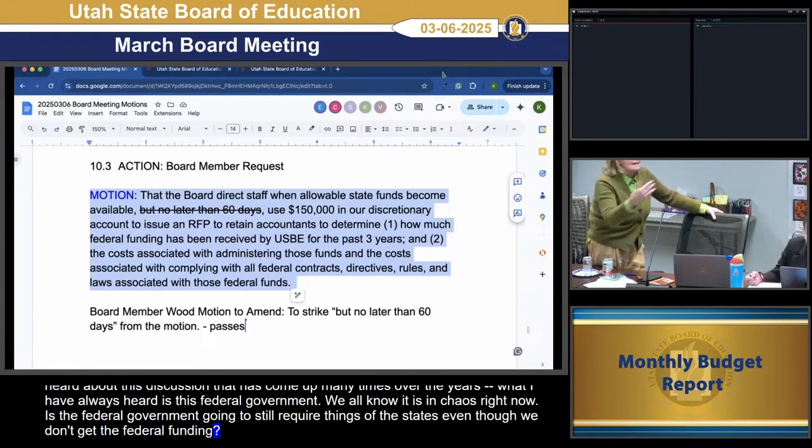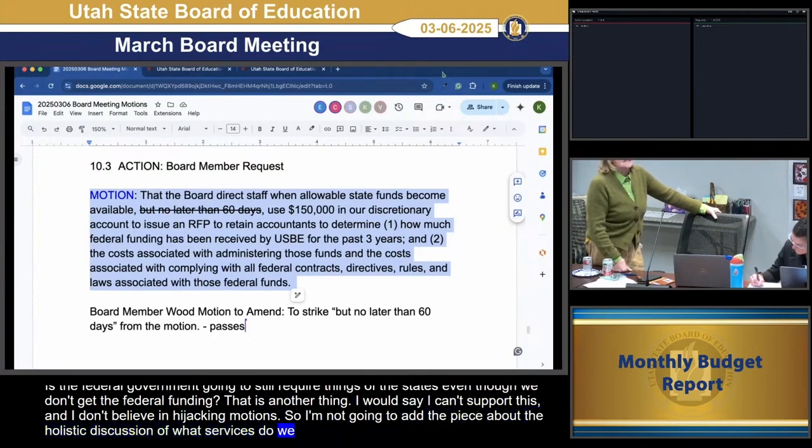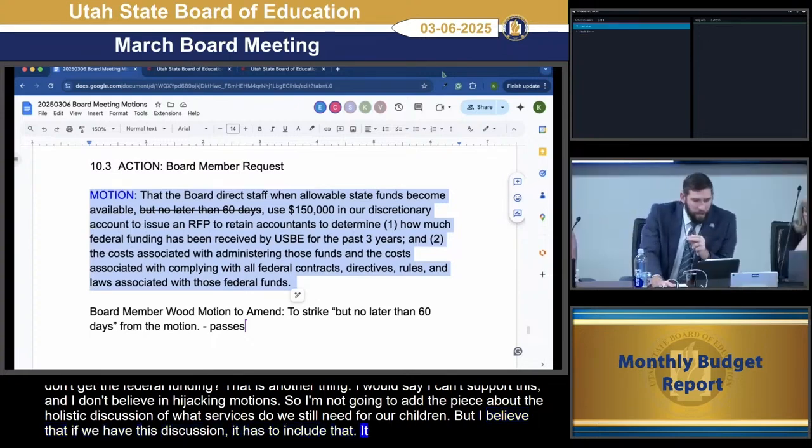So I'm not going to add the piece about the holistic discussion of what services we still need for our children. But I believe that if we have this discussion, it has to include that. It's a real cost-benefit analysis, not a cost versus cost. Thank you, Member Lear. We'll go to Member Carey, then to a vote.